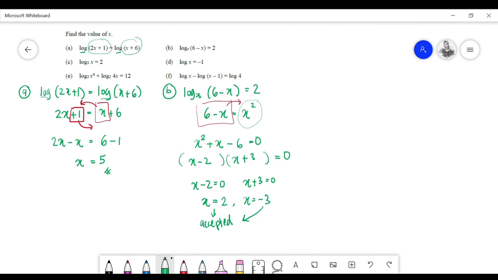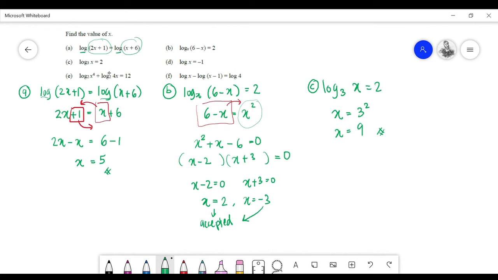Okay, so look at C here. Okay, C, you have log with base 3, argument x equal to 2. So change this one to exponential form. So you have x equal to 3 to the power of 2. Then x equal to 9. So this is your final answer.